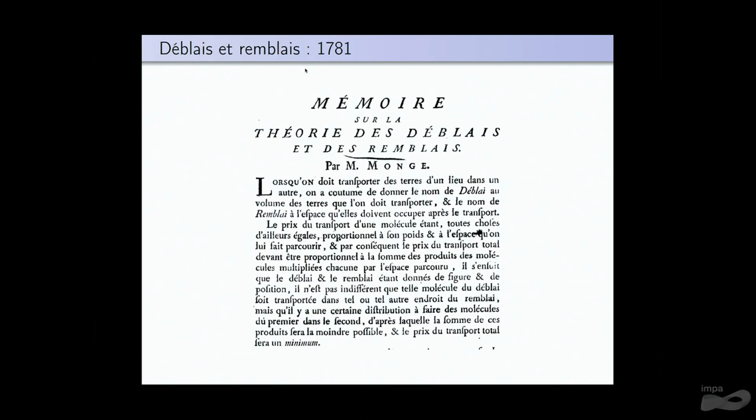Okay, let's go to this memoir on Deblay and Remblay. I will try to convince you that this is a mix of pure and applied mathematics, and that in practice, he starts with a problem from transporting earth from Deblay to Remblay. He claims he solves it, which is not true. But for him, it's a good opportunity to do pure mathematics. So let me show you.